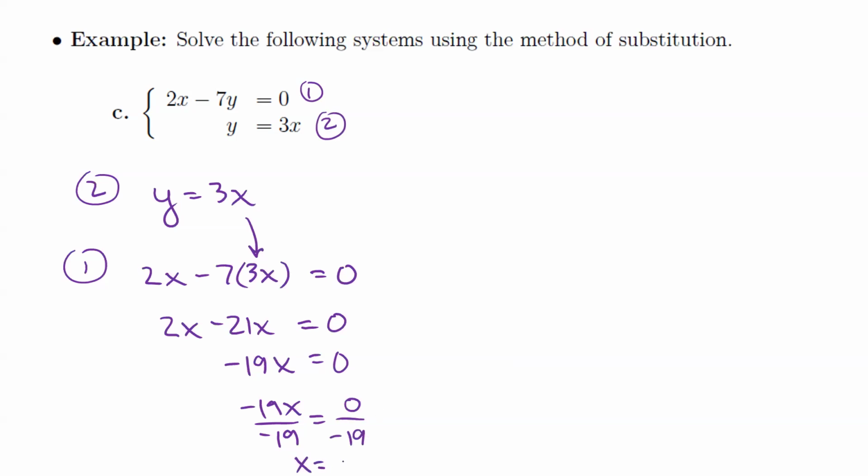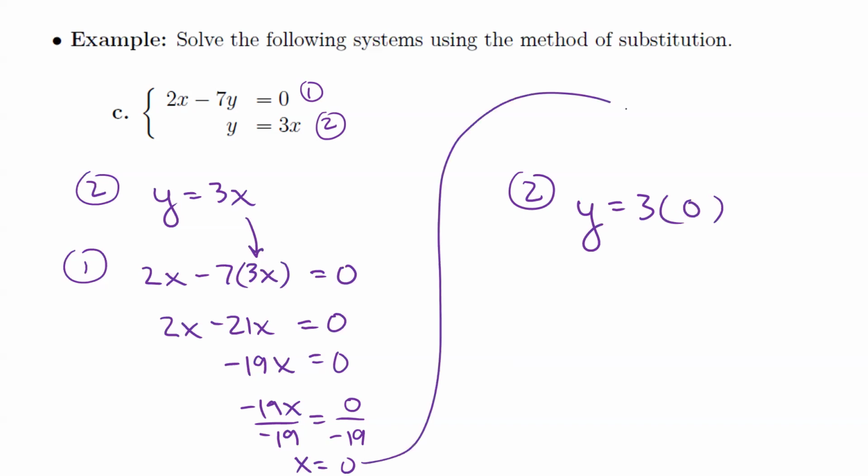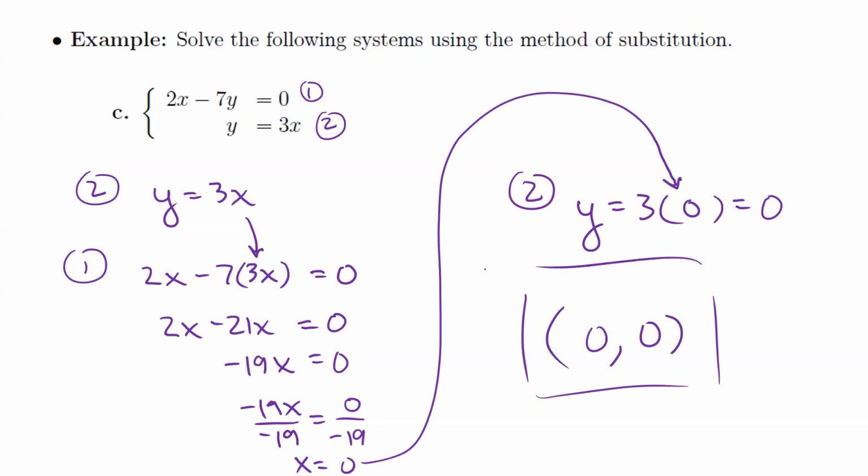So x equals 0 is the x value of our solution. And then we take equation number 2 and say 3 times my x, right, which of course is 0, so put it right in there. So that means y is 0 as well. So nothing wrong if the ordered pair that is our solution happens to be 0, 0, or at the origin. It's not a problem at all.